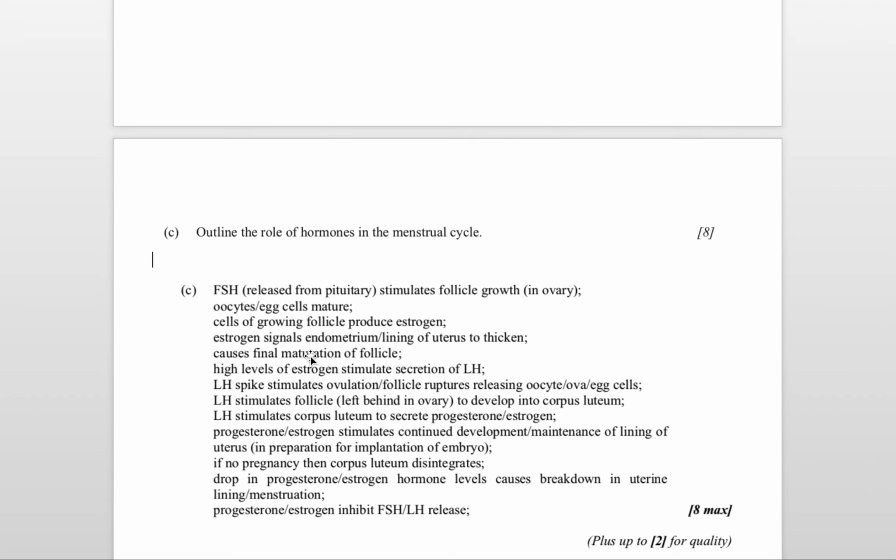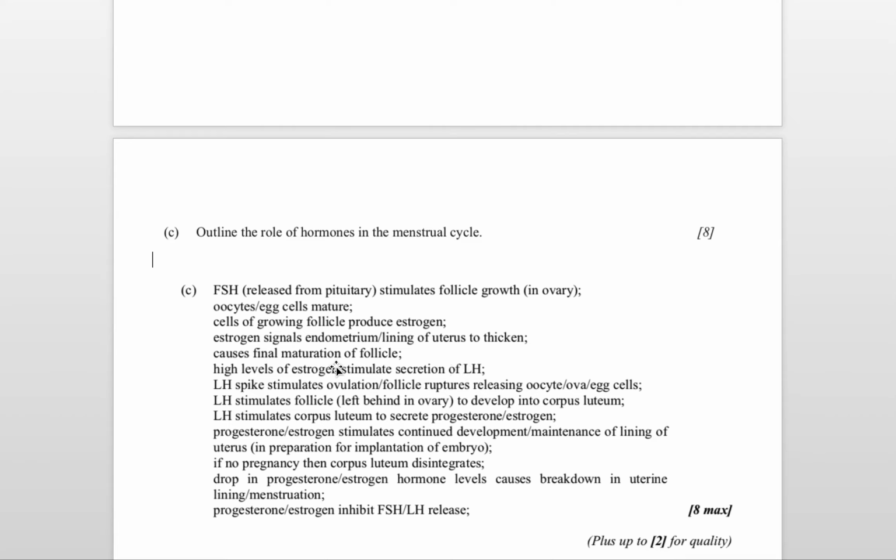Causes the final maturation of the follicle. In my opinion, this one I wouldn't have said, because I don't really understand what they mean by this one, so let's pretend that you also don't get this, and you'll see that getting 8 is still very easy. So high levels of estrogen stimulate secretion of LH.